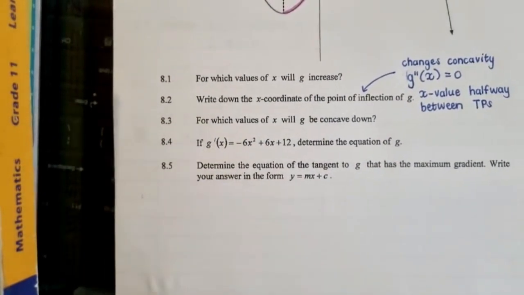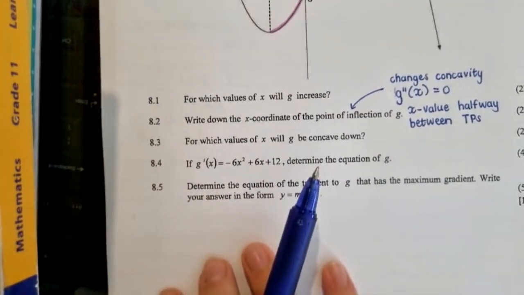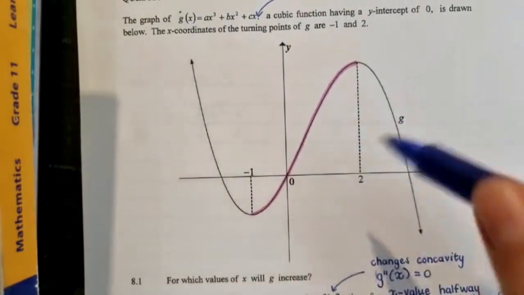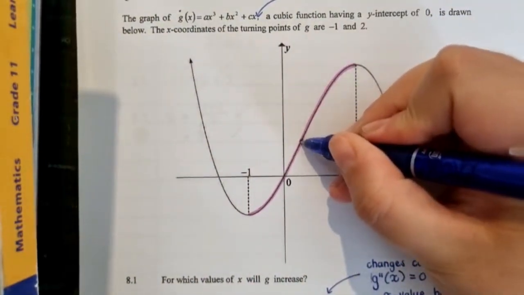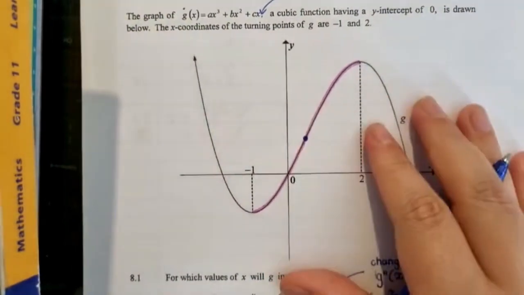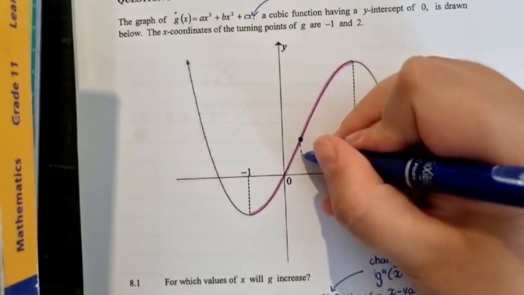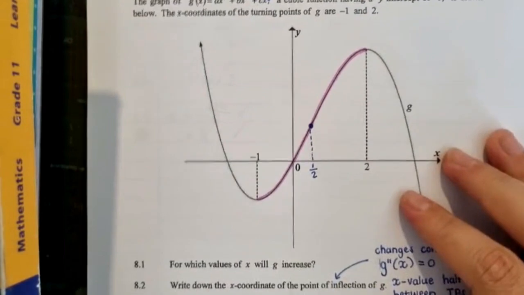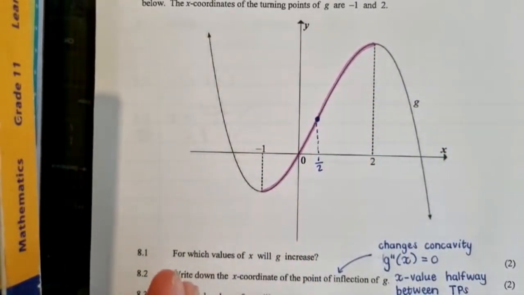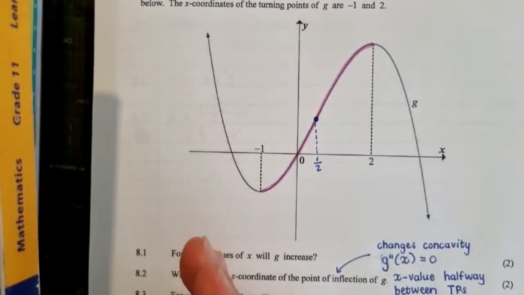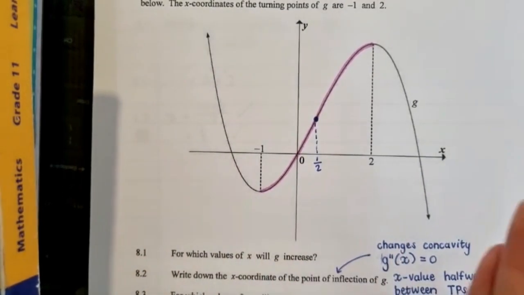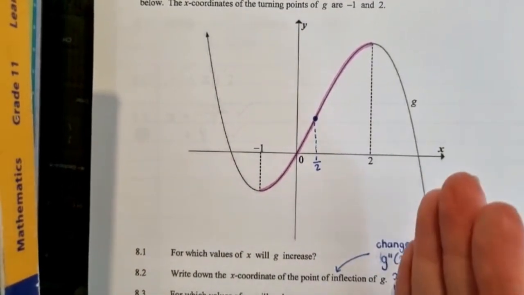8.3. For which values of x will g be concave down? Now, guys, we know now, and I'm just going to kind of eyeball it, all right? Let's say that that is the point of inflection, all right? At that point, we don't know what the y value is. X is equal to 1/2. Now, guys, on the one side of the point of inflection, your graph is concave up. On the other side of the point of inflection, your graph is concave down.